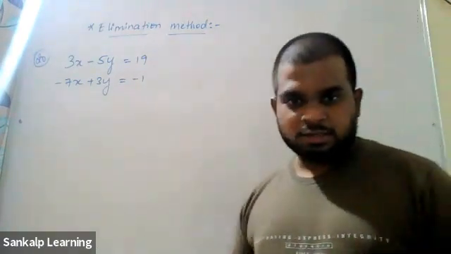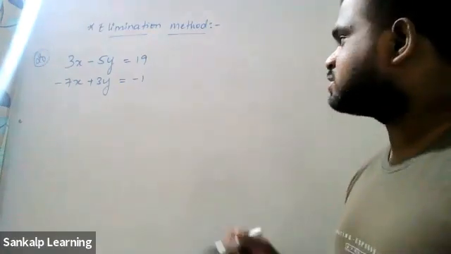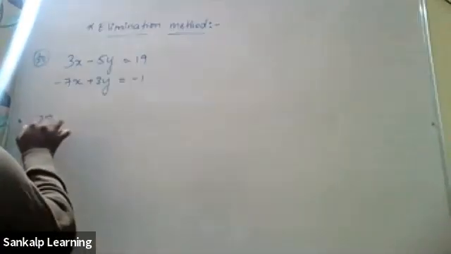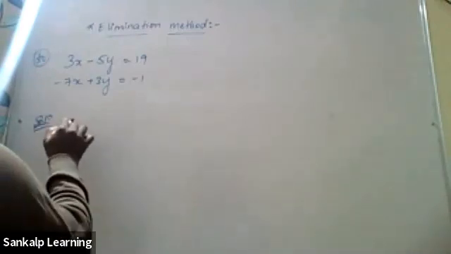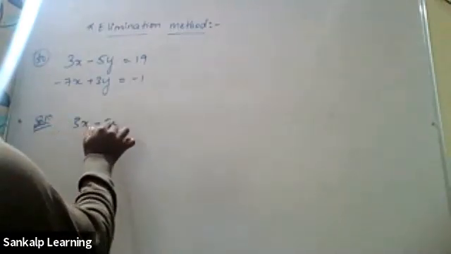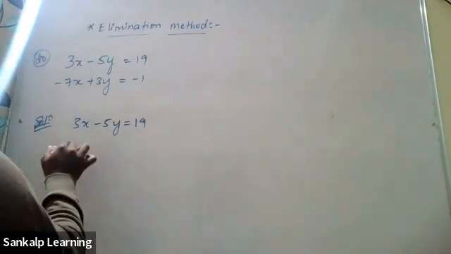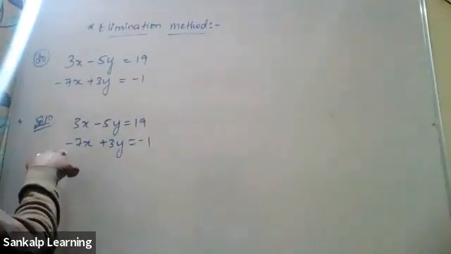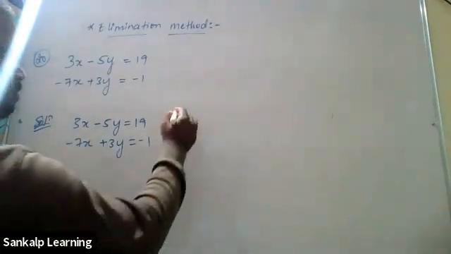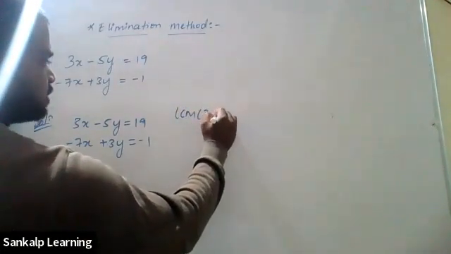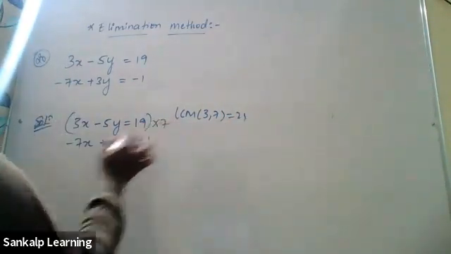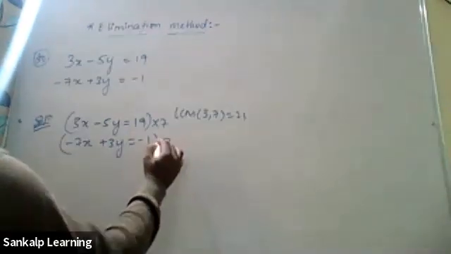Okay, let me ask Trisha. Trisha, could you tell me what will be the first step? Sir, we have to take LCM. LCM is 21. Very good. LCM of what and what is 21? 7 and 3. Okay. Here, do not worry about the negative sign. Just concentrate on the numbers. So the LCM of 3 and 7 is 21. What should I multiply to make it 21? 7. Here I have to multiply by 3.